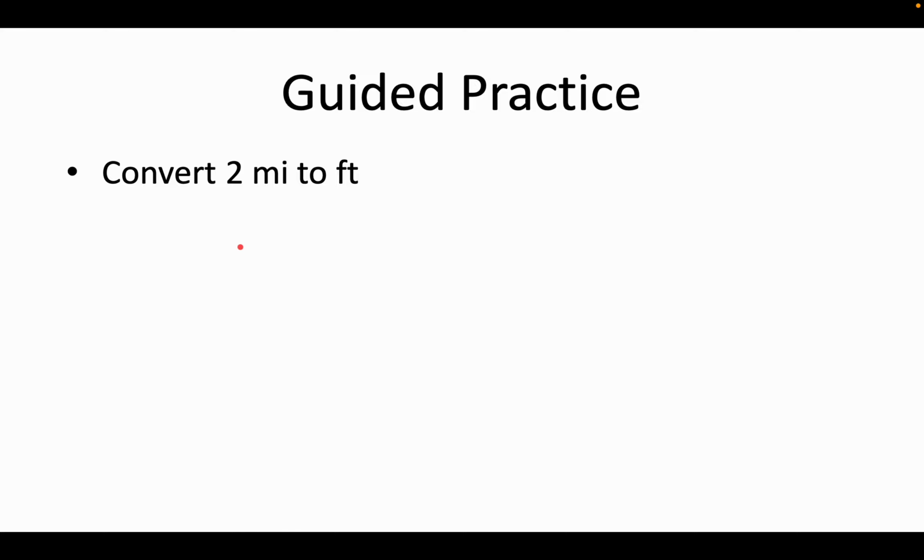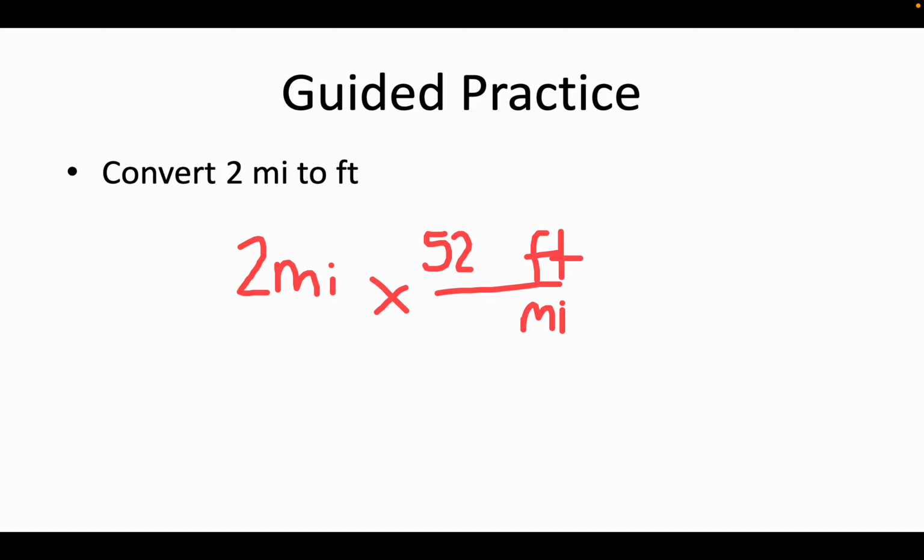Next, we have 2 miles to feet. So 2 miles times our unit multiplier. We want miles in the denominator, feet in the numerator. And do we remember? It's 5,280 feet in 1 mile. Our miles cancel out, and we have 2 times 5,280, which would be 0 there.